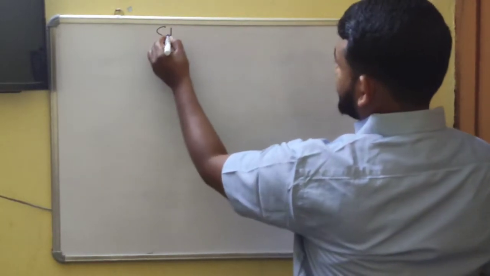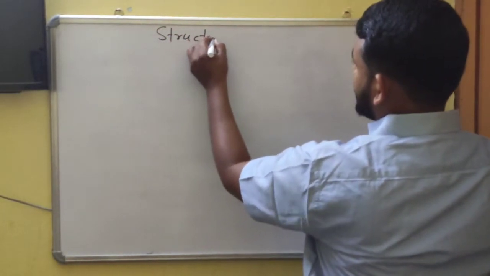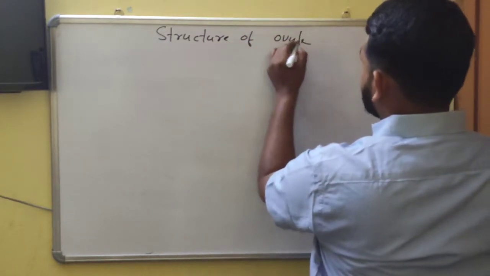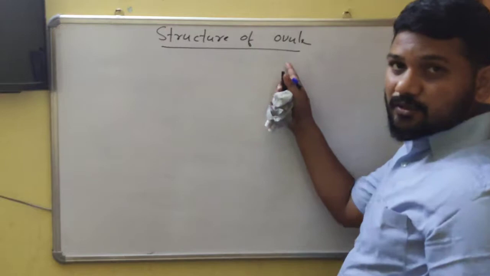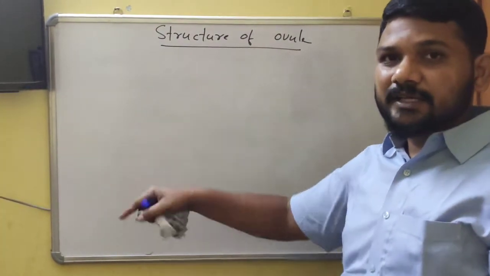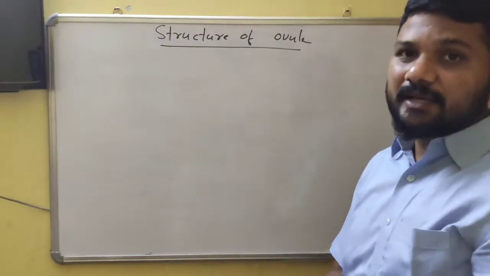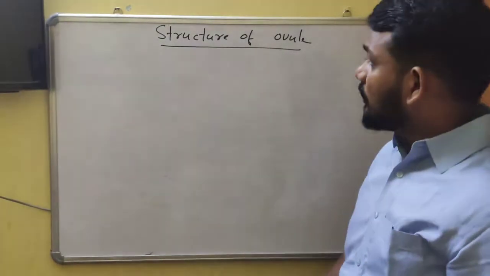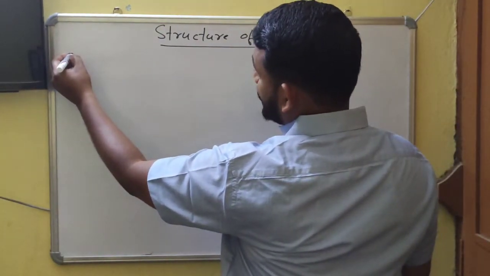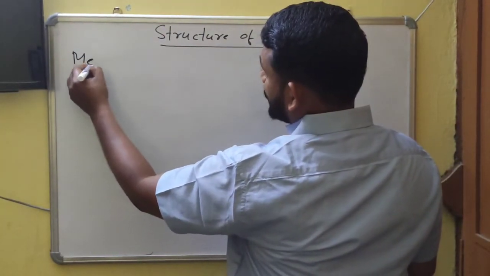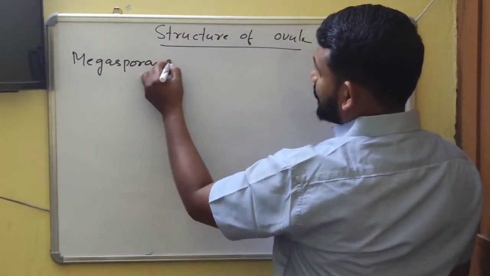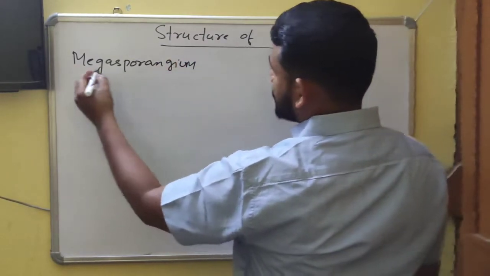So this is the structure of ovule. Where is the ovule located? It is located inside the ovary. An ovary may contain one or more ovules, and each ovule is also called a megasporangium.